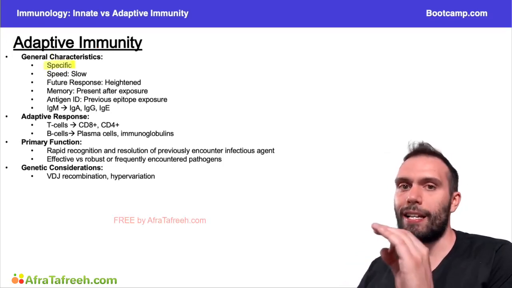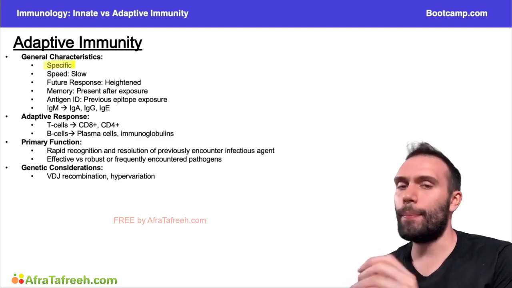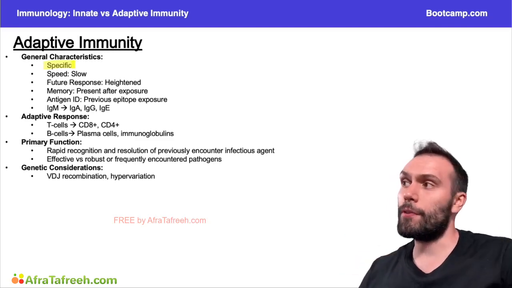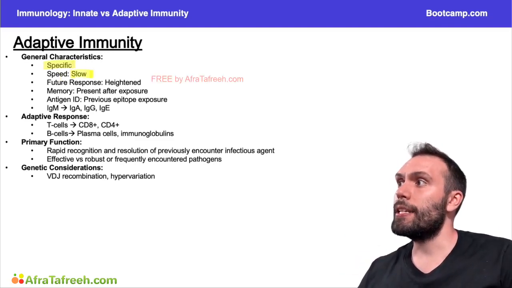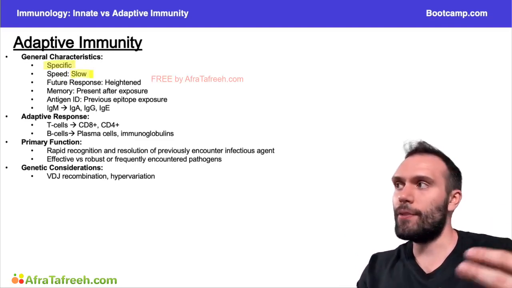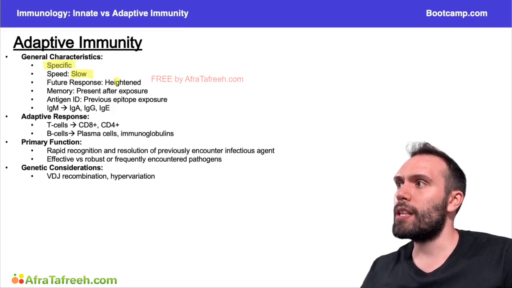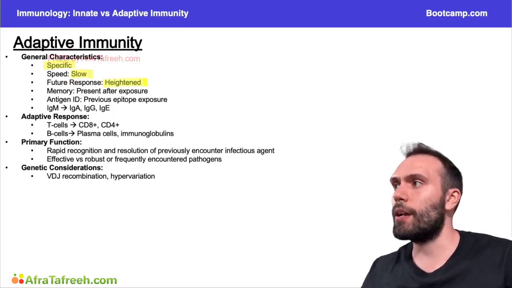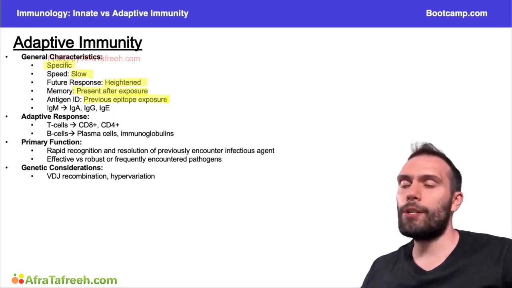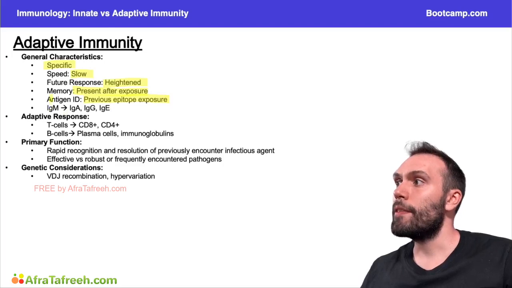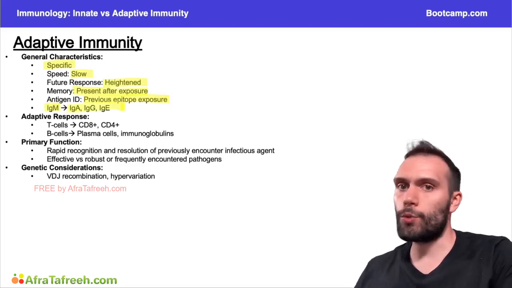Okay, so again, this is going to be a specific process. We're targeting a specific antigen, a specific epitope usually, or a specific group of epitopes potentially. The speed in general, when we're talking about adaptive, is that it's going to take us time to adapt to that response. However, if we're exposed to that pathogen in the future, we have a heightened response from previous, and that's because we have some memory that's present after the exposure. Again, there's some previous epitope that we were exposed to that we're targeting. That epitope bound to IgM initially, and eventually we'll have class switching, which we'll go through here.